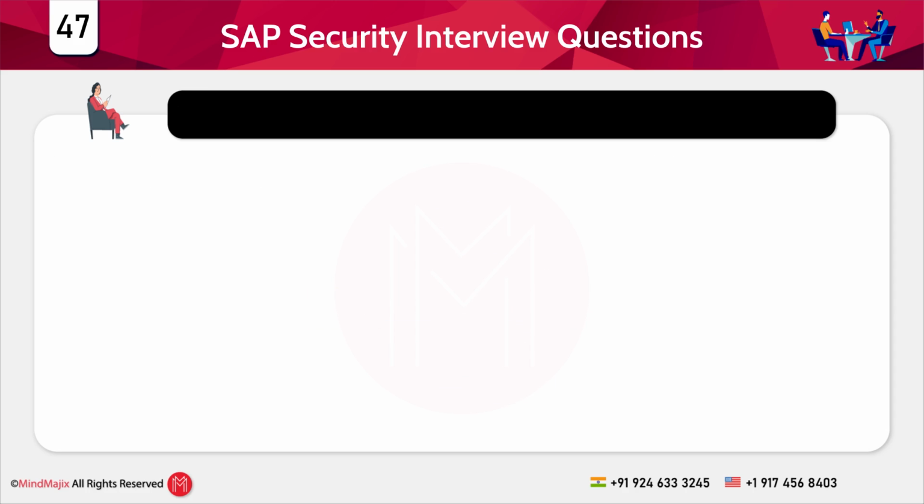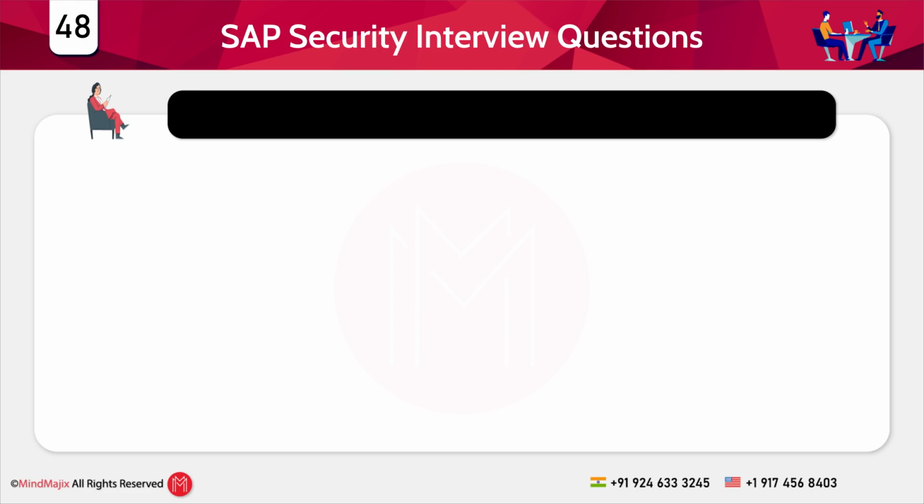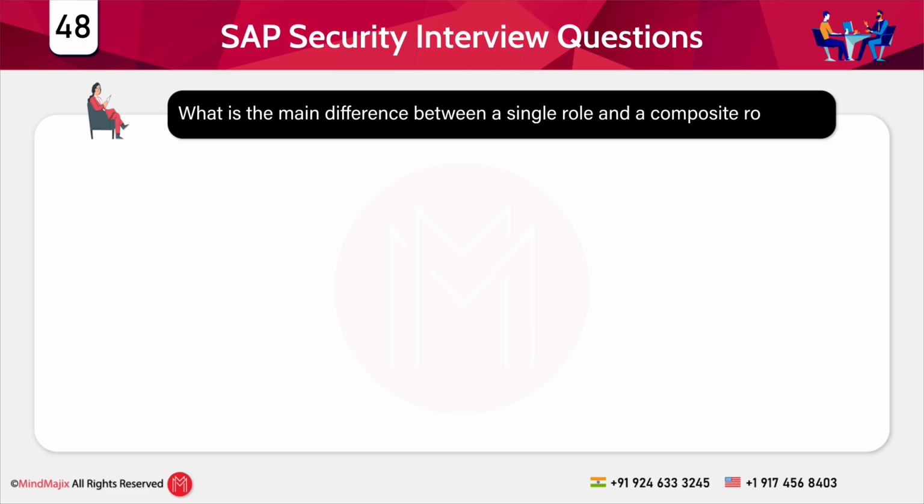The next question is, what do you mean by profile versions? So if any parameter is modified within a profile, it automatically creates an updated version of the same profile. The process is repeated whenever there is modification within a profile. All of these profiles are saved into the database with a naming convention. The stored files of the same profile are considered as profile versions. The next question is, what is the main difference between a single role and a composite role?